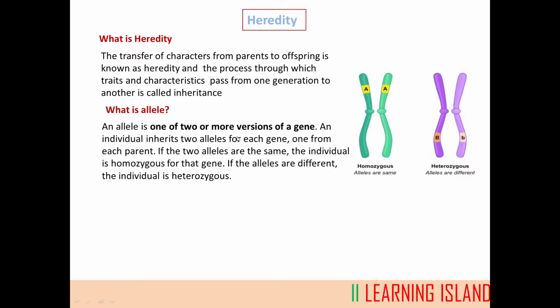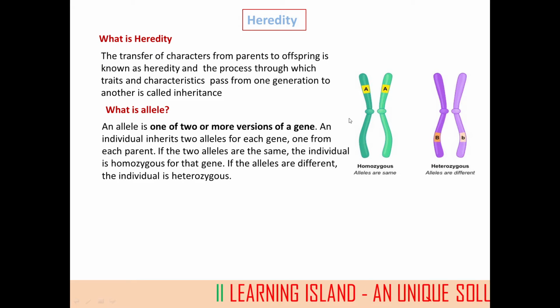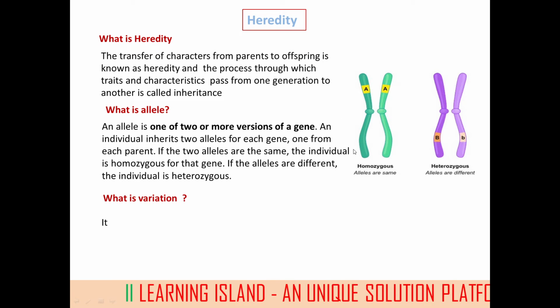So here you see in this picture, on the left side, both the genes are the same category, capital A and capital A, which are dominant characters. Both are the same, that's why it is called homozygous. And in the second, one chromosome is capital B, one is small b. So one is dominant and another is recessive. That's why it is called heterozygous.